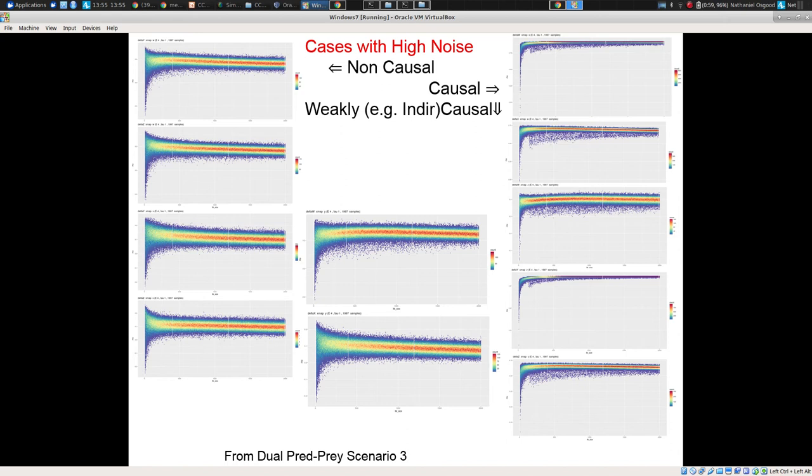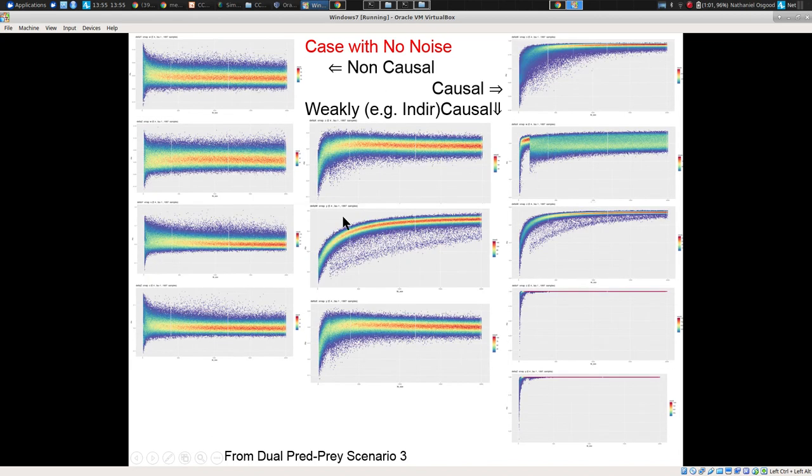With noise, it makes it more complicated. Okay, this is with high noise. So this is no noise, this is high noise. Now with high noise, once again, there is some correlation over here. So in other words, we do have correlation between variables. This is indirectly causal, this is causal here.